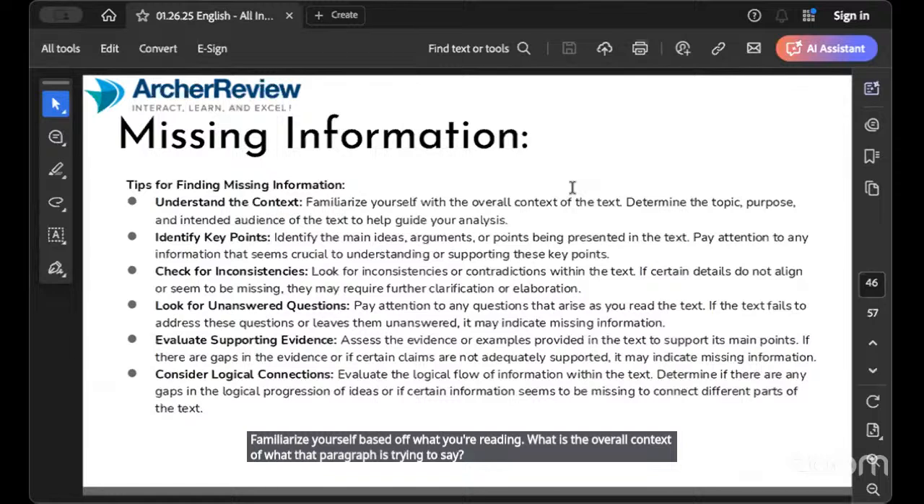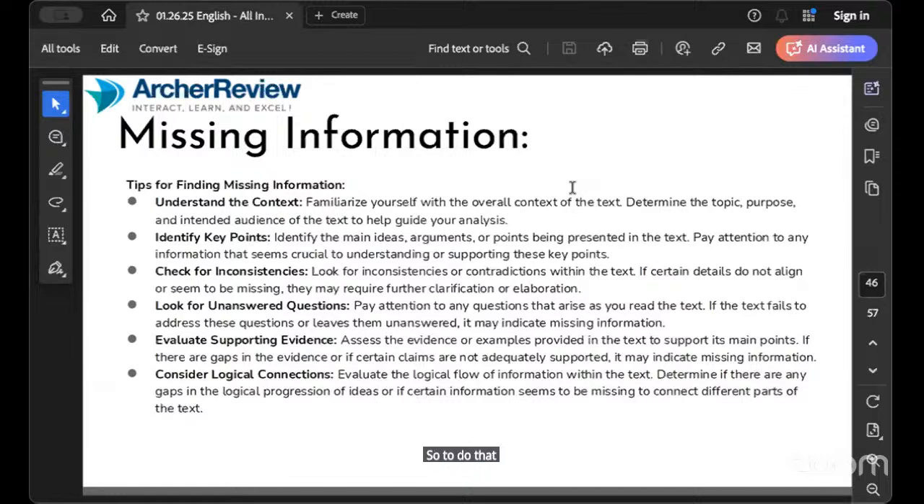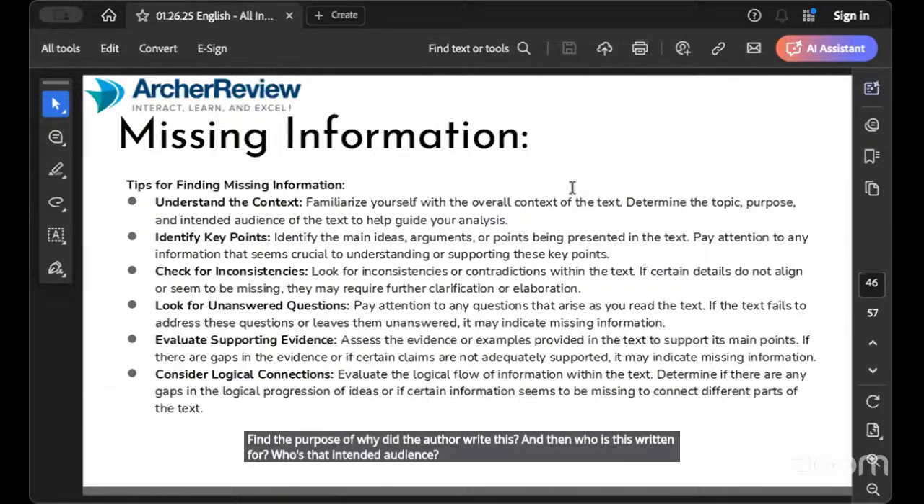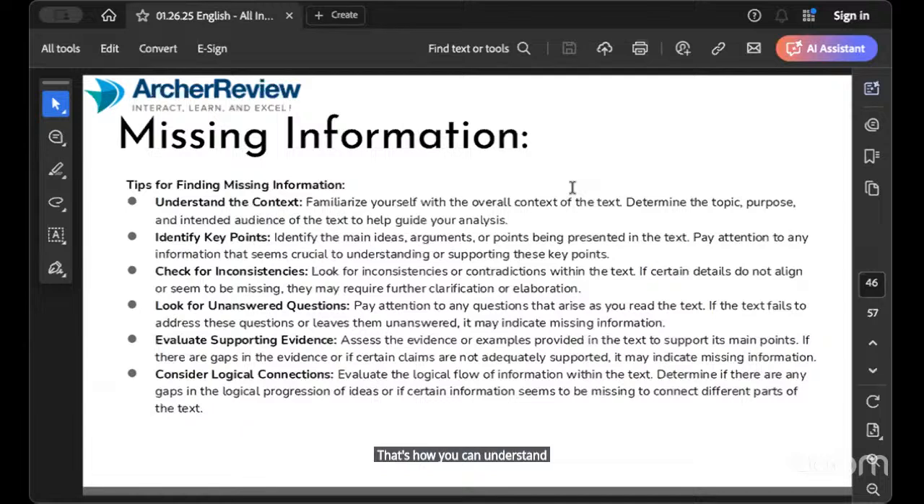So to do that, look at your paragraph, determine what the topic is, find the purpose. So why did the author write this? And then who is this written for? Who's that intended audience? That's how you can understand the context.